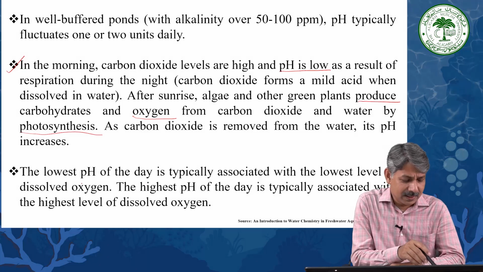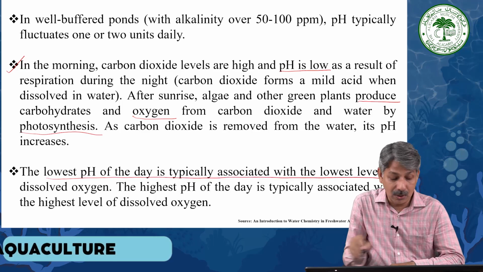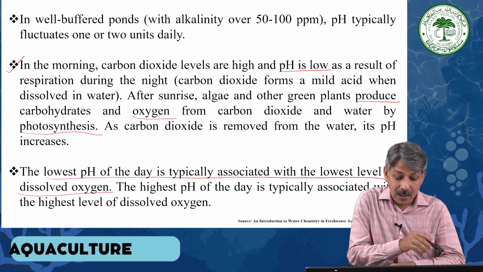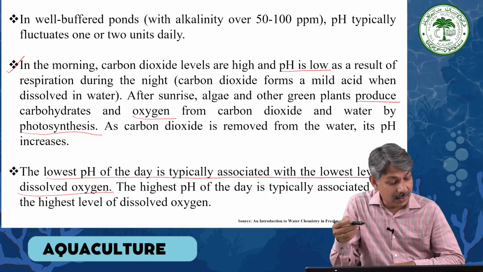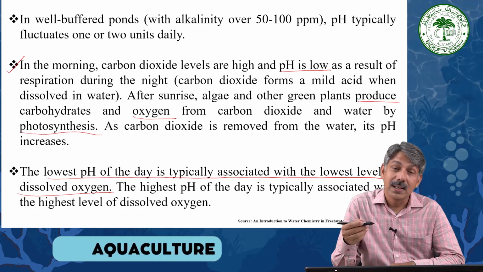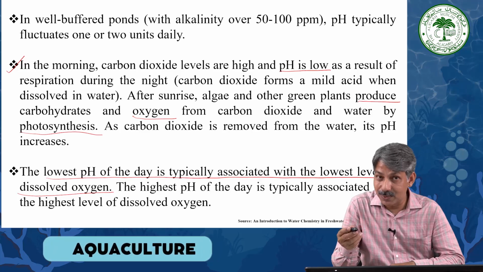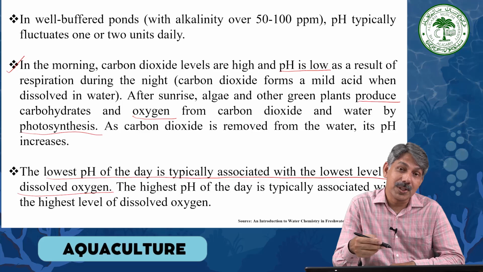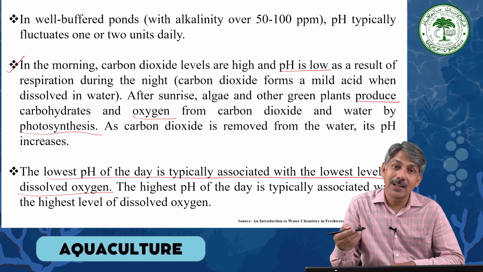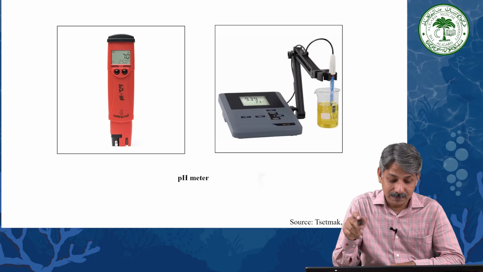Here again, it is written that the lowest pH of the day is typically associated with the lowest level of dissolved oxygen, and the highest pH is there when dissolved oxygen is at its highest. That means if you measure the pH in the afternoon, you may get a higher pH. But if you measure pH early in the morning before sunrise, then you may get a lower pH.